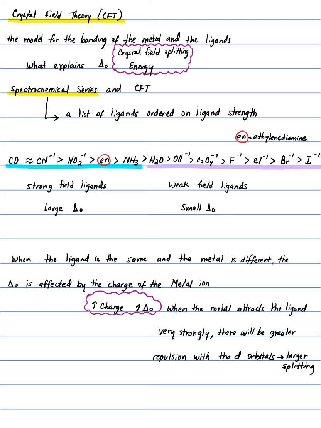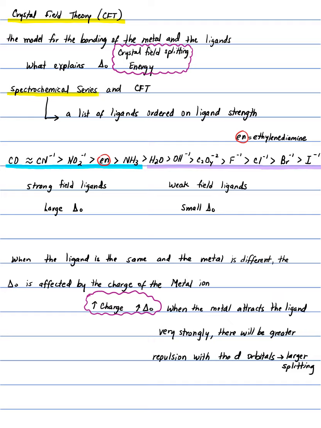The crystal field theory, or CFT, is the name of the model that we use to explain the bonding between that metallic center and the ligands. And that crystal field theory that explains the bonding is what we use to explain the crystal field splitting energy, or that amount of energy that you have between the orbitals, the splitting in your d orbitals when the ligands are bonded to the metallic center.